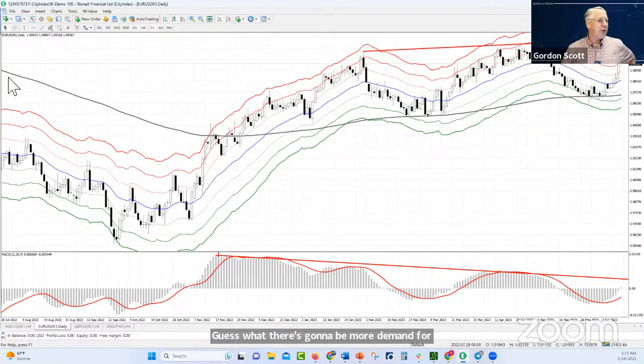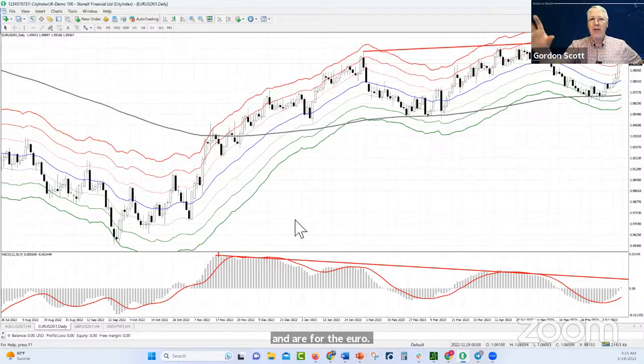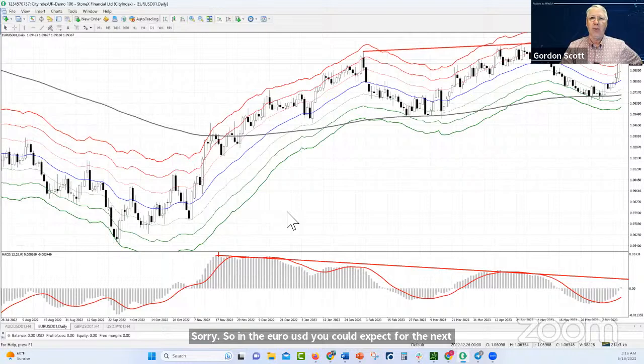So in the euro USD, you could expect for the next few months to see an upward trend in the euro over the dollar, right? Well, that's what you would expect. And yet, look at this MACD down here and see what's building. Long, slow, but kind of scary. We're getting higher highs on the euro US dollar, and we're getting lower highs in the MACD. This is going clear back to November 2022 up until now, right?